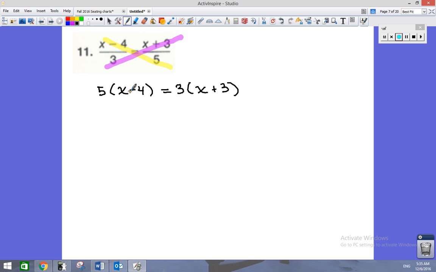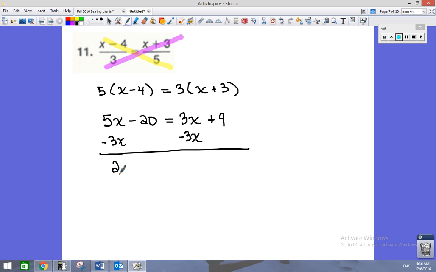Multiplication distributes over addition or subtraction. Inside this binomial we multiply each term by 5. And here in this binomial each term gets multiplied by 3. Let's collect the variables on the left hand side and the constants on the right hand side. The opposite of 3x is negative 3x. 3x minus 3x cancels.